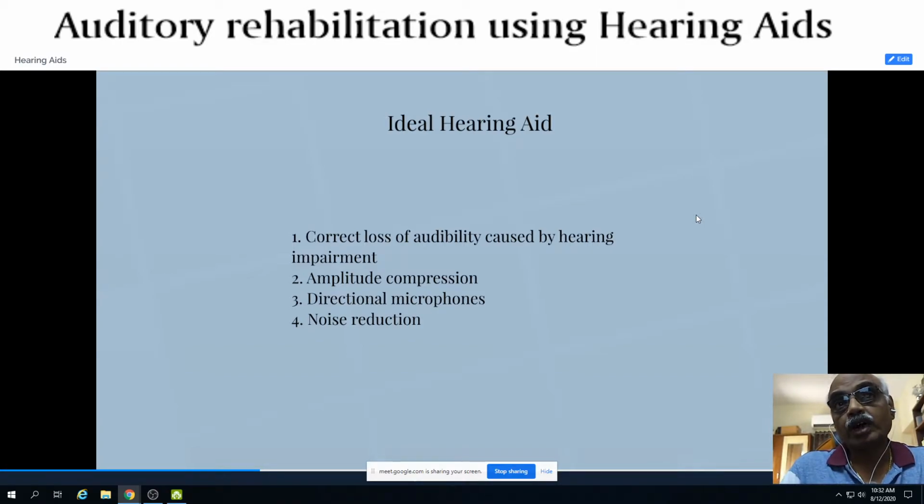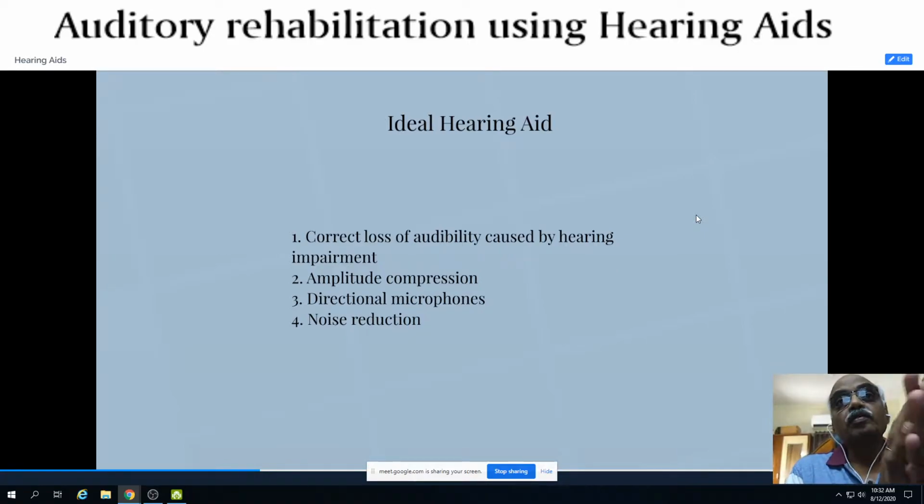Why should the amplitude compression be done? The rate of amplification should not be drastic. If the amplitude compression is not there, what happens is if the person suddenly increases the loudness of the voice, the hearing aid will again amplify the same voice, and the sound level, the decibel level, will suddenly shoot up to 80 to 100 decibels. So that will be a big problem. So amplitude compression is a must.